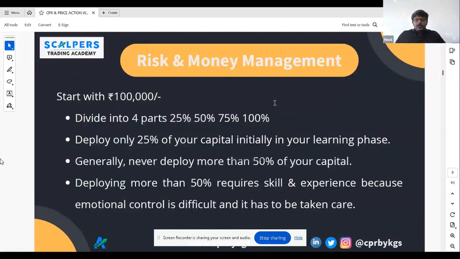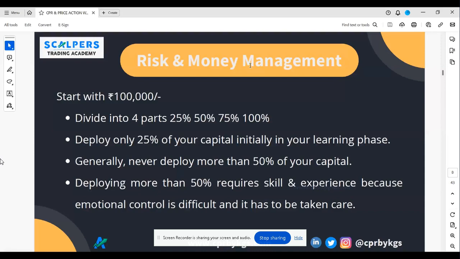Now this is what I wanted to talk about, risk and money management. You have to start with a capital of 1 lakh. Maybe you can consider whichever capital you want. I have taken it as a standard capital. Some people will have only 50,000 capital, some people only 10,000. But please remember, if you have less than 1 lakh capital, it is difficult to follow risk management practices. Okay.